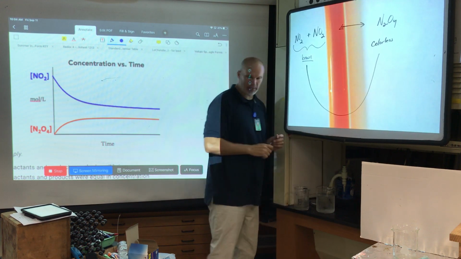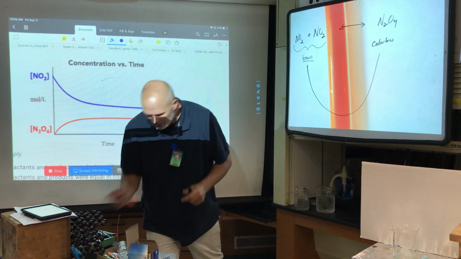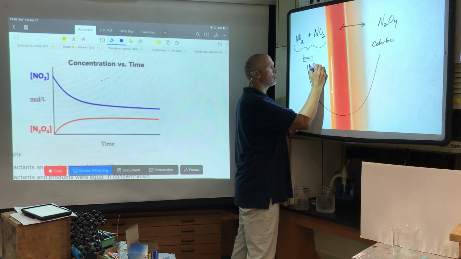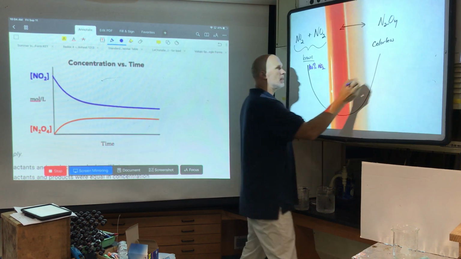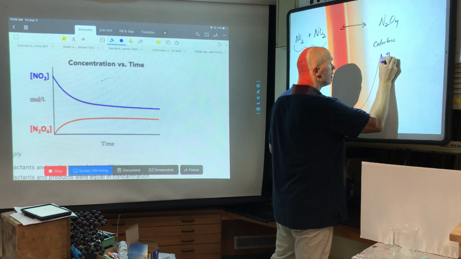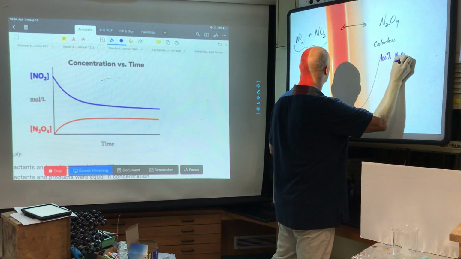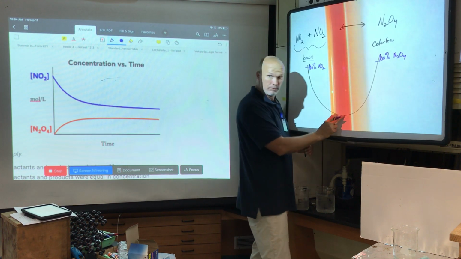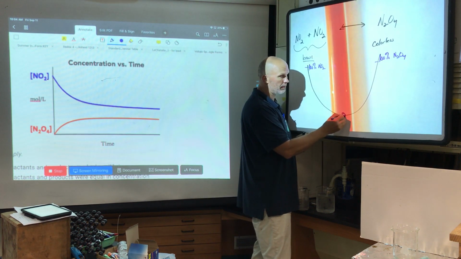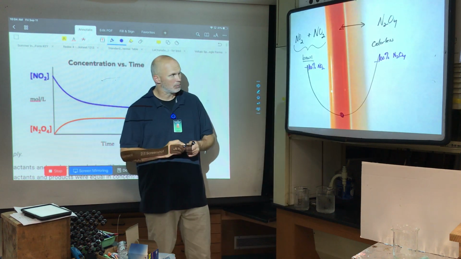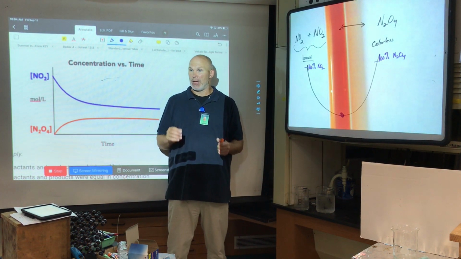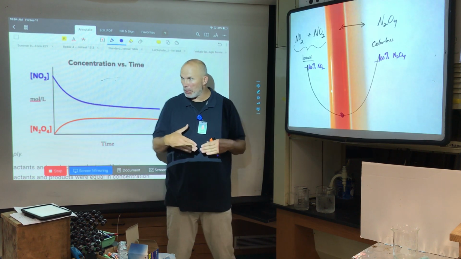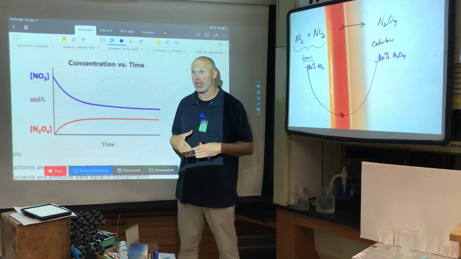This is 100%, I'll change colors to make it pretty. Okay, this is 100% reactants. We'll say NO2. This is 100% N2O4 products. What's that mean? This is where? Equilibrium, death. No overall process. Now, things in nature always move toward equilibrium because at equilibrium there is 0 free energy left.